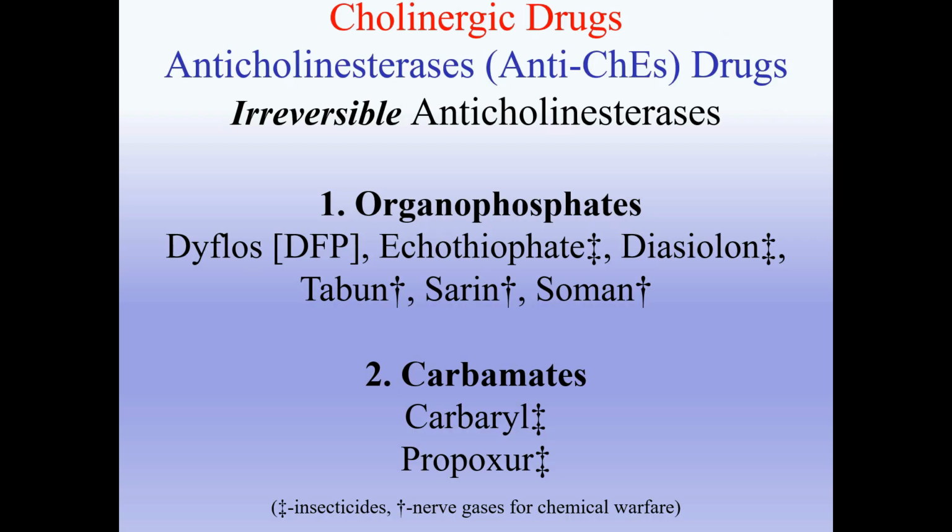The second group of anticholinesterase drugs is irreversible anticholinesterases. They are subdivided into organophosphates: dyflos, echothiophate, diazinon, tabun, sarin, soman, and carbamates: carbaryl, propoxur. Please note that these drugs are insecticides and nerve gases for chemical warfare. They are inhibiting the activity of acetylcholinesterase irreversibly, and most of them are not used clinically.